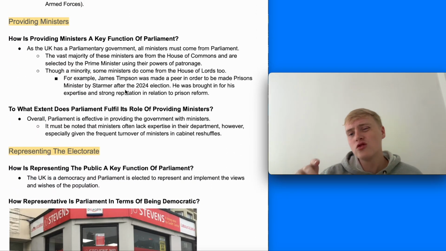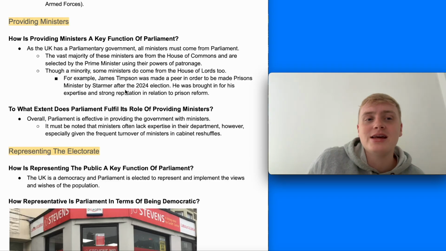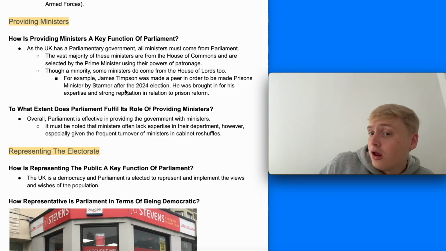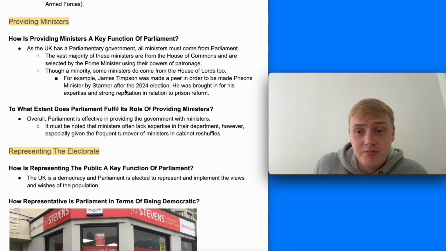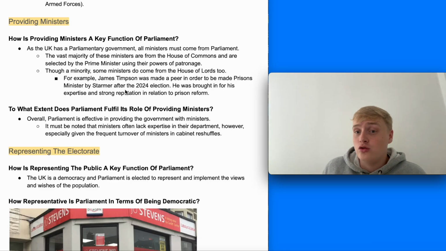Another key function that I wouldn't recommend bringing into your essay so much if it was a question on the extent to which Parliament's functions are fulfilled effectively. I'd do one on legislation, one on representing the electorate, and one on scrutiny. But another key role of Parliament is to provide ministers to the government. As we looked at, the government comes from Parliament. It's not a presidential system.